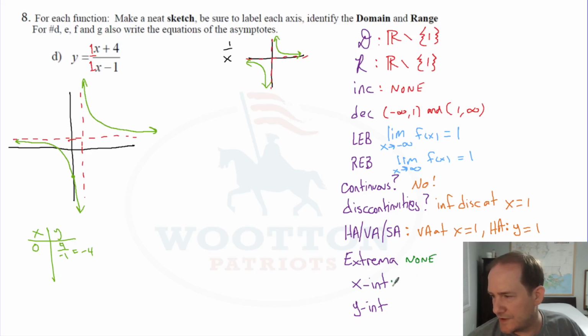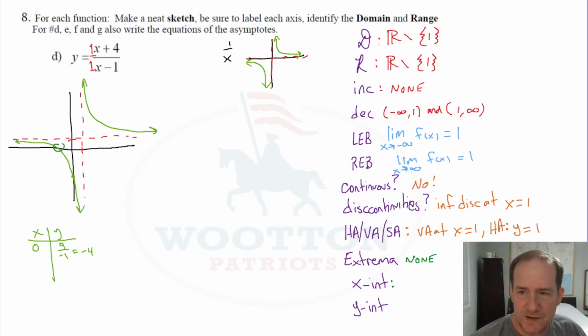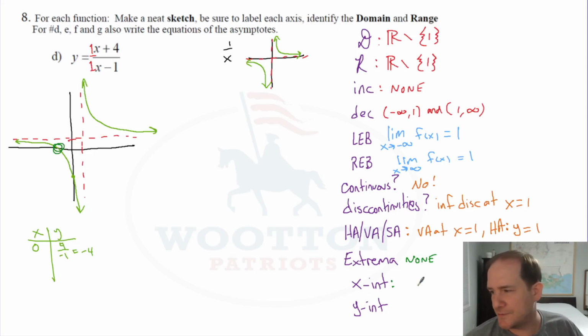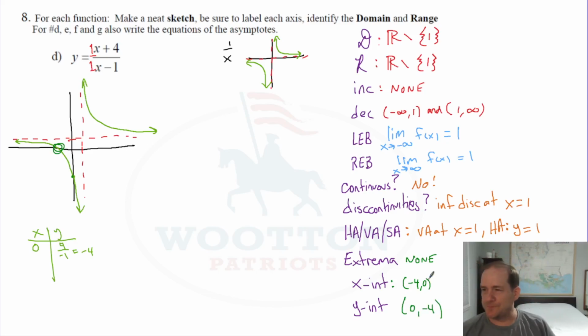Do we have an x-intercept? We do. The x-intercept occurs at the 0 of the numerator, which is -4. So we know (-4, 0) is an x-intercept. We know we don't have any other x-intercepts. Our y-intercept, well, that's the one we used to figure out where we were. We plugged in 0 and got -4. So (0, -4). And that's it. That's the shape of this graph and a whole mess of function properties about it.